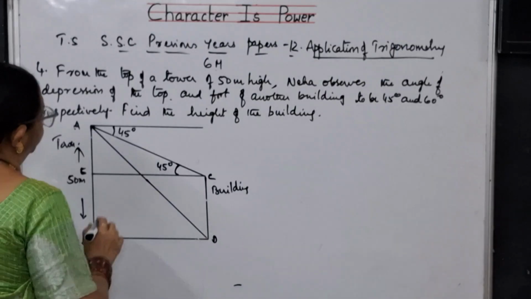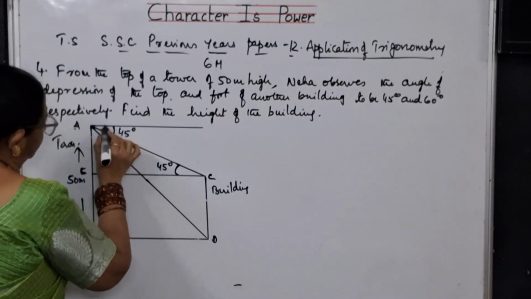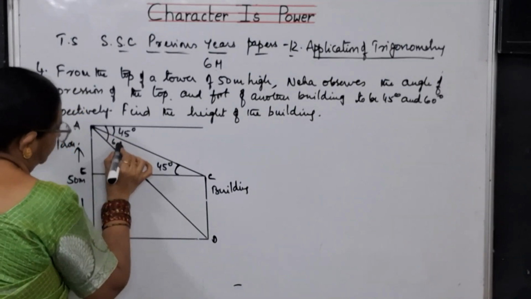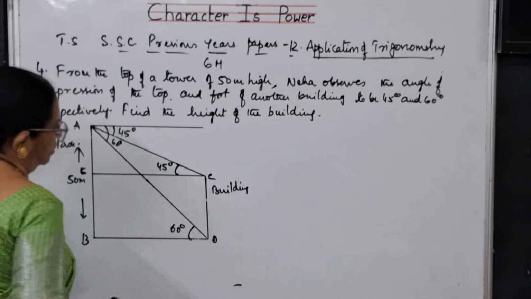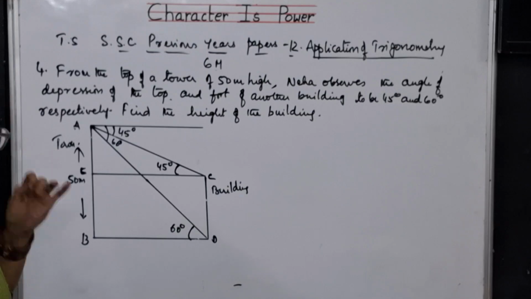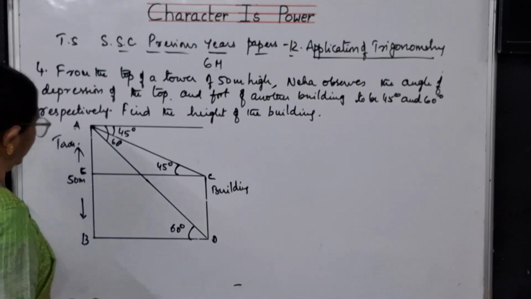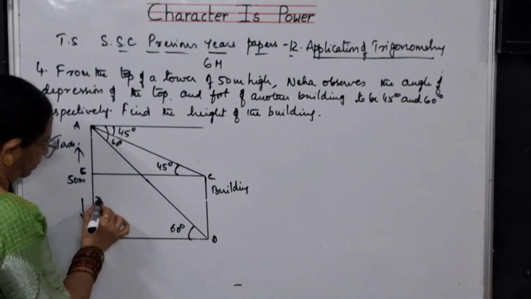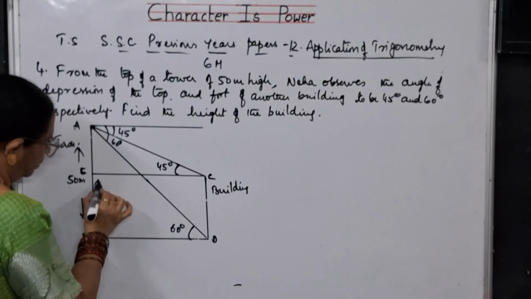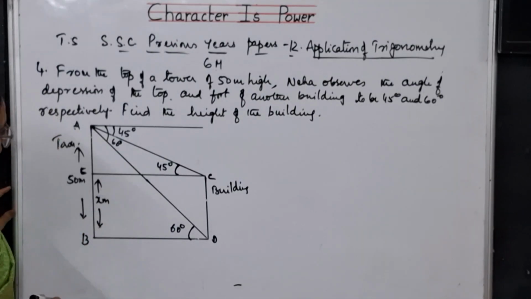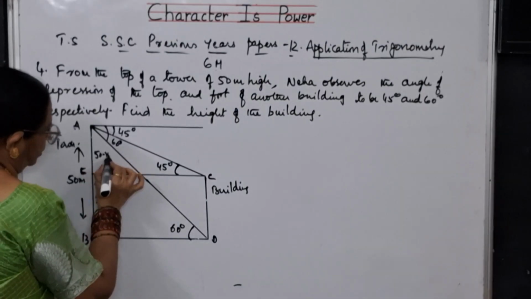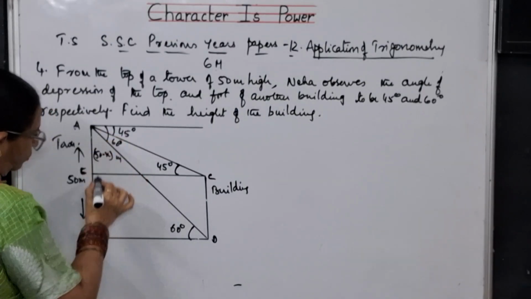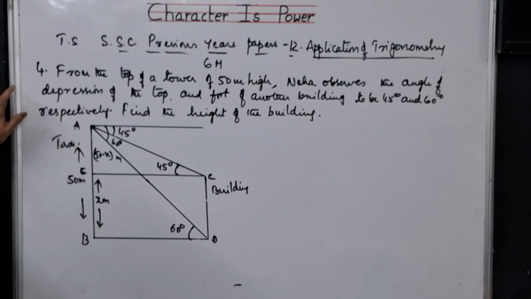And foot is this. That means this whole thing is 60 degrees. That means this angle is 60 degrees, alternate angles. Now let me consider this distance is x meters. If this distance is x meters, this becomes 50 minus x meters because total length is 50. So AE is 50 minus x meters.